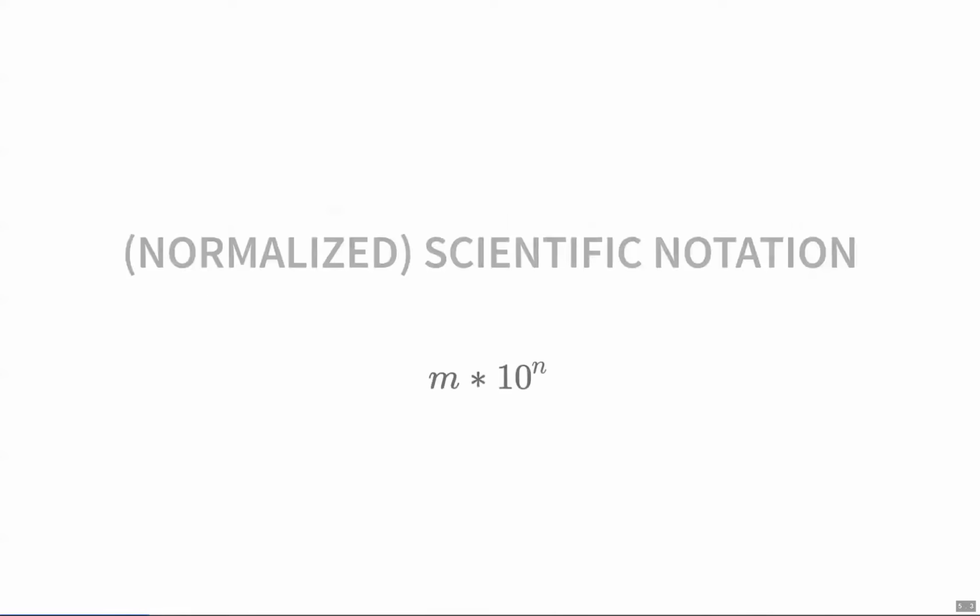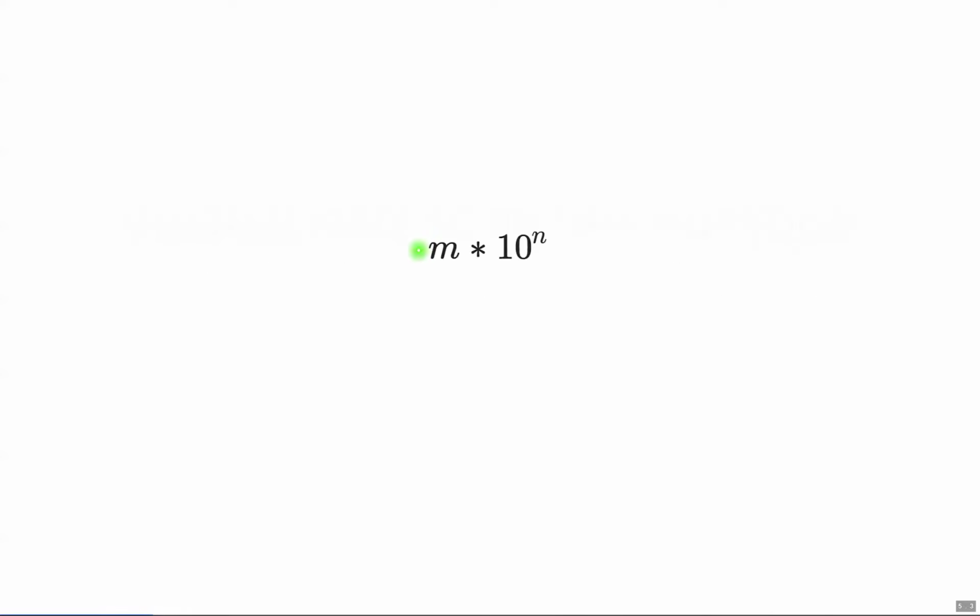And actually, let's first talk about normalized scientific notation for numbers. It's a number in this form, some m times 10 to the power of n. m is a real number. It has to be smaller than 10, bigger than 1, because otherwise it's not normalized, and n is just some exponent in whole numbers. This is easy. We know it from elementary school.